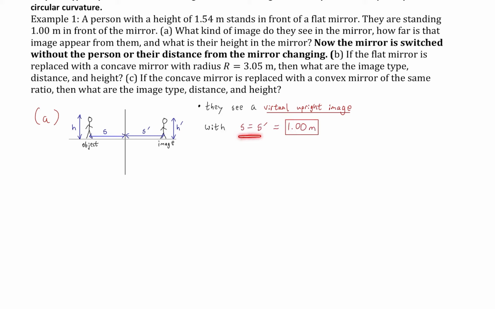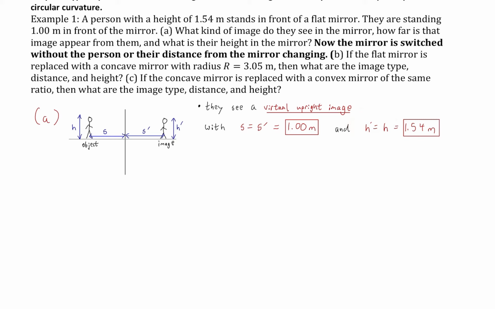We know that S has to equal S prime because there's no focal point, so there can be no change. All right, so that means that the distance is 1 meter from the mirror, that is. I guess if you wanted to find the distance from the person, it'd be S plus S prime. So technically the image is 2 meters away from them, all right? And H prime equals H, which is just 1.54 as stated.